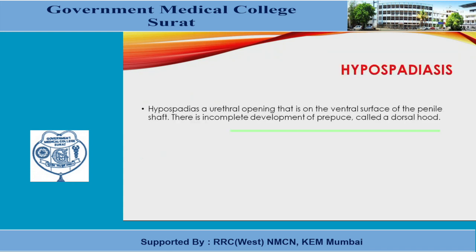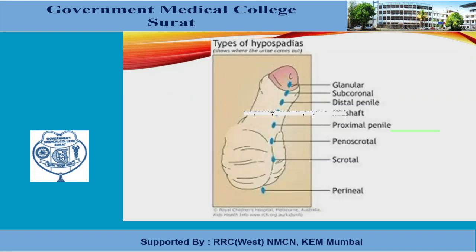Now, hypospadias. It is a malformation in which the urethral opening is present on the ventral surface of the penile shaft due to incomplete development of the prepuce. These are the different types of hypospadias, where this is the normal urethral opening, but if it is not present on the ventral border, there can be different types like glandular hypospadias, subcoronal, distal penile, mid shaft, proximal penile, penoscrotal, scrotal or perineal urinary opening.